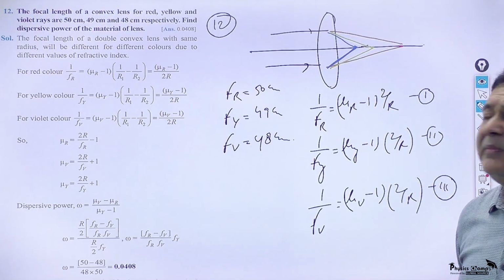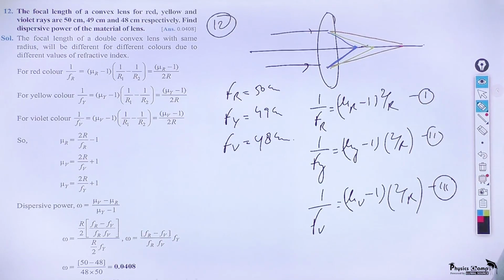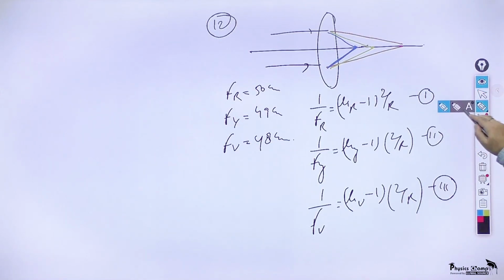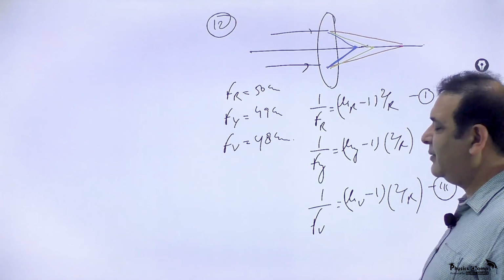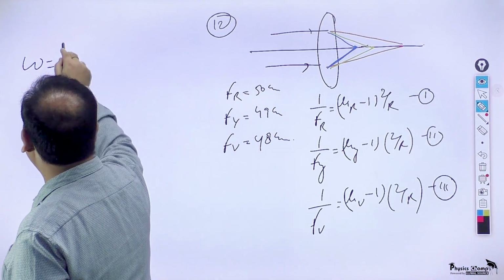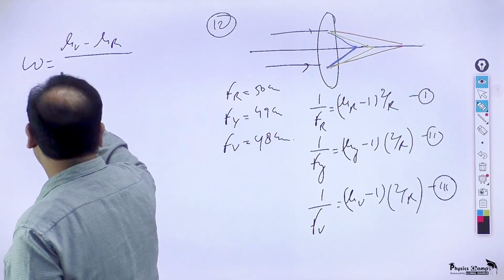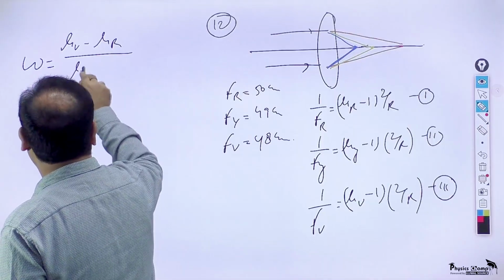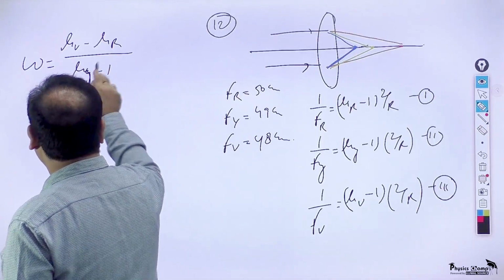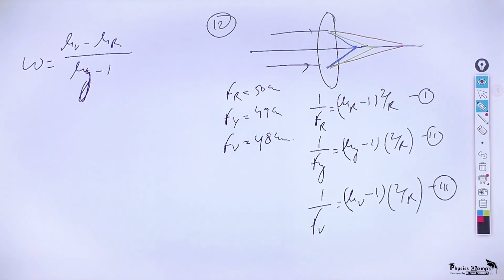Find the dispersive power of the material of lens. Now we are interested to get the dispersive power of the material of lens. How we will get dispersive power? Dispersive power will be (mu v minus mu r) by (mu y minus 1). You know, the mean color can be said to be y, yellow color.